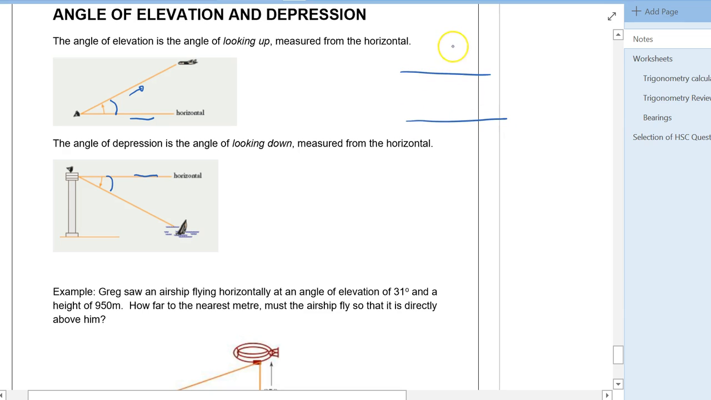Now, when you studied parallel lines, you knew that any angles that form a Z are equal. So you can just imagine I put this up here and draw an angle there. They're equal anyway. So if you put in your question the angle of depression instead of the angle of elevation, then you're still going to get the same answer.